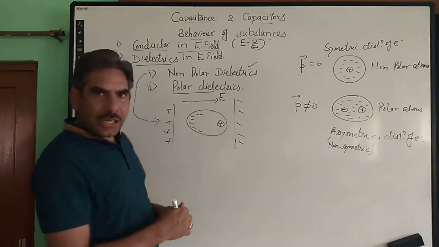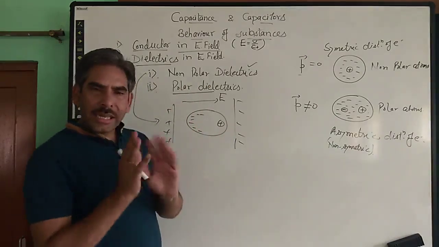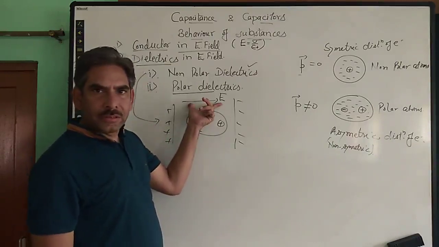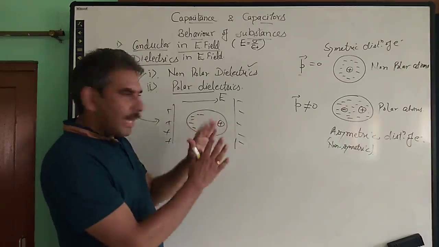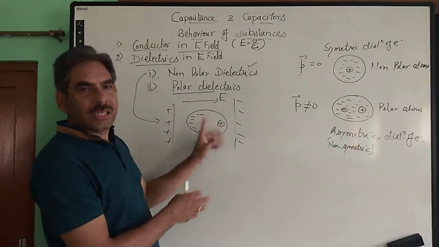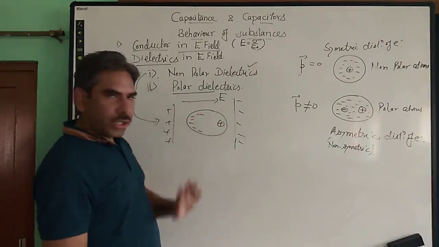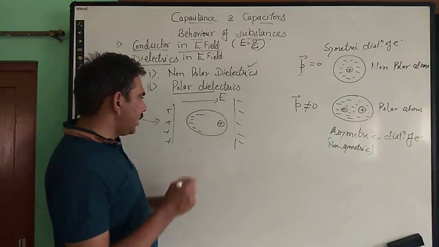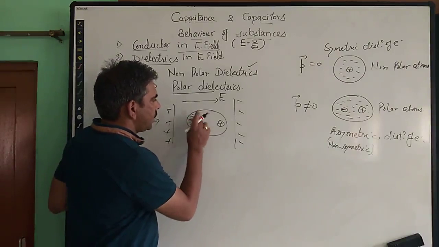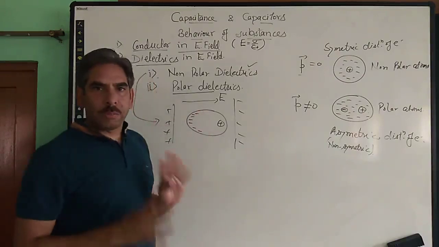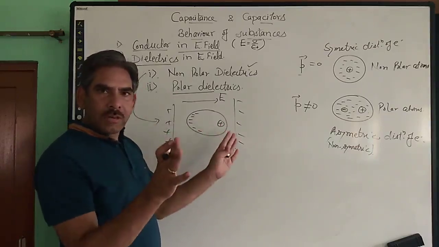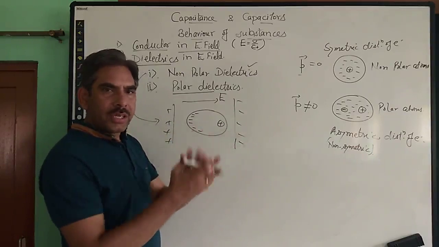So this separation continues till this restoring force exactly balances the force exerted by the applied electric field. So whenever the external electric force and the restoring force between the centers of positive and negative charges are equal and opposite, the separation of positive and negative charges just ceases, or we can say stops. There is no more movement of negative and positive charges away from each other. They stay at one specific distance.